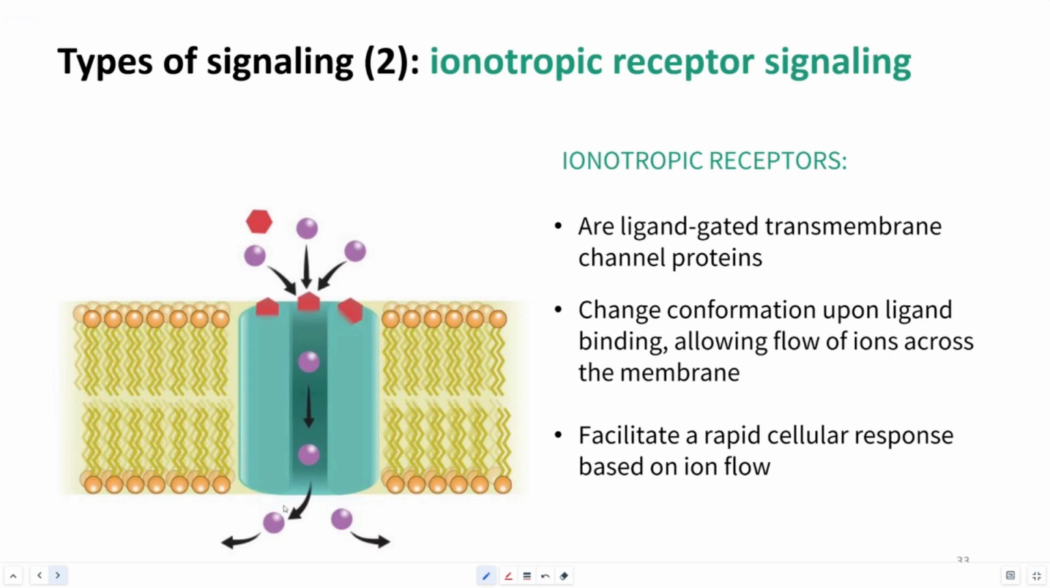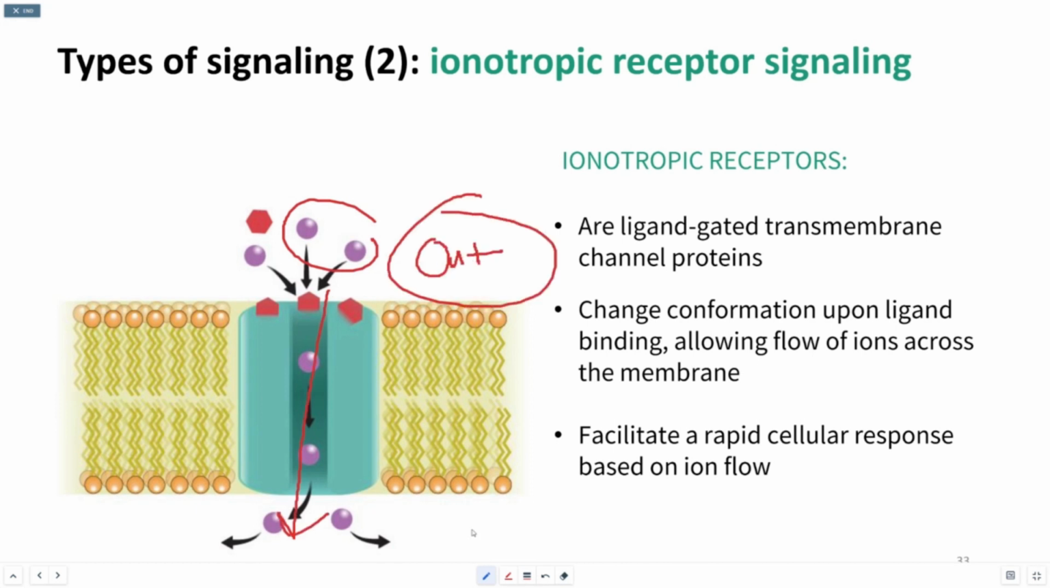Ionotropic receptor signaling. Ionotropic receptors are ligand-gated membrane channel proteins that will change conformation whenever the ligand binds to the receptor. For example, when this red signal binds to the receptor, it's going to then change the way the channel works, allowing the door to open up. That will then facilitate a rapid cellular response when these ions flow into the cell. This will then change the charge of the outside of the membrane versus the charge on the inside of the cell.